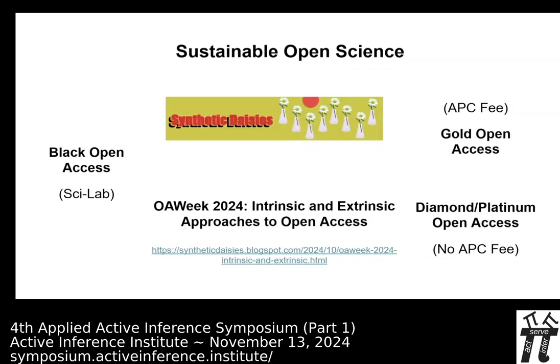I posted a blog post for Open Access Week 2024, and it's kind of a critique of open access as it exists, and this is why I went through this. Basically, I argue in this post that open access has essentially failed, at least up to this point: we don't have the right intrinsic and extrinsic incentives to do open science and open access correctly, and so we need to change those. You can read that post on my blog, Synthetic Daisies.